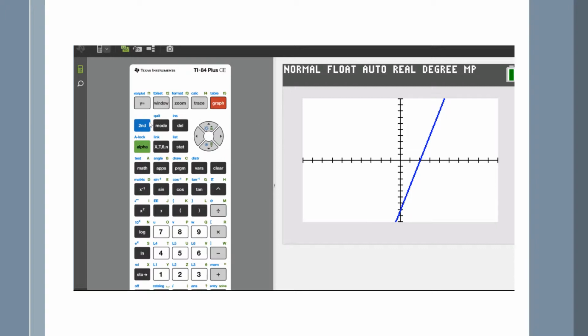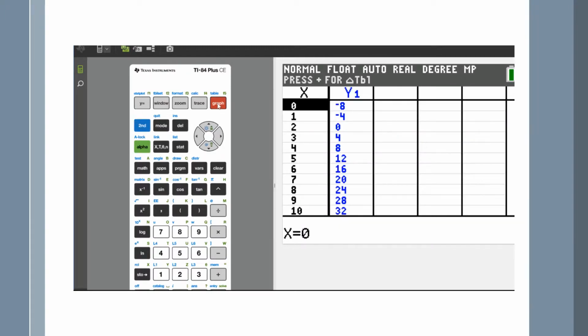Now let's go in and look at the table. I can hit second and go back to the graph button. And if you look right above the graph button, I see table. I'm going to hit second graph. And so here I've got a table. Let me scroll up a little bit with this. And this gives us a table of x and y values.